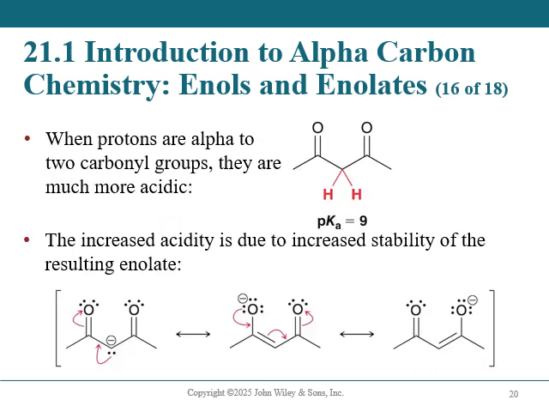When protons are alpha to two carbonyl groups, they are much more acidic. The increased acidity is due to increased stability of the resulting enolate. So you have that resonance stability, and as you know, whenever you have a higher level of conjugation, you have a higher number of possible structures that contribute to that resonance hybrid, then your overall structure becomes much more stable. That's what this means.